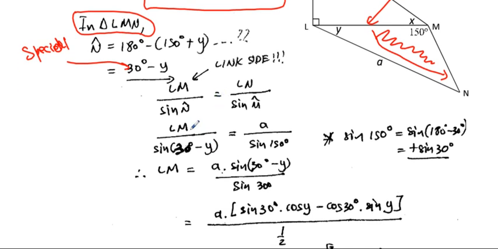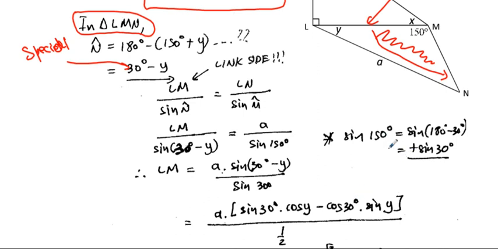Put in all your information. So LM over sine of 30 minus Y is equal to A over sine of 150. So LM is equal to, cross multiply and divide. And just be careful. So it'll be A times sine of 30 minus 30 degrees minus Y over sine of 30, because I use special angles.